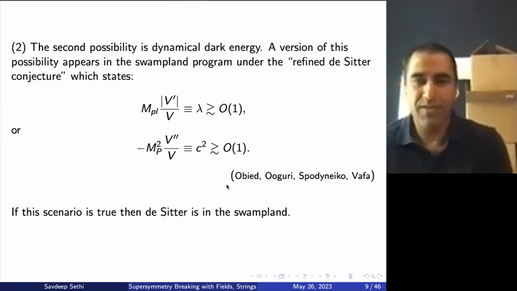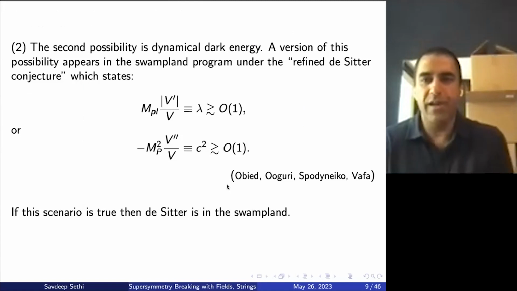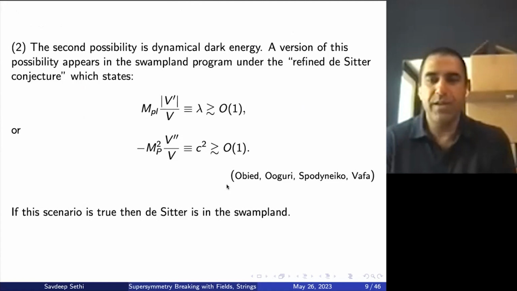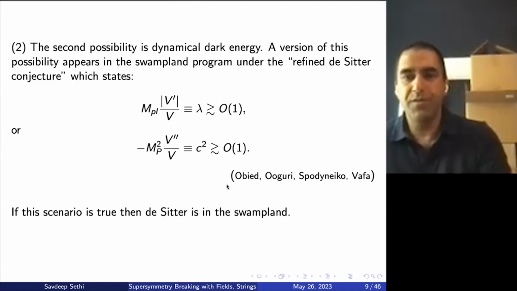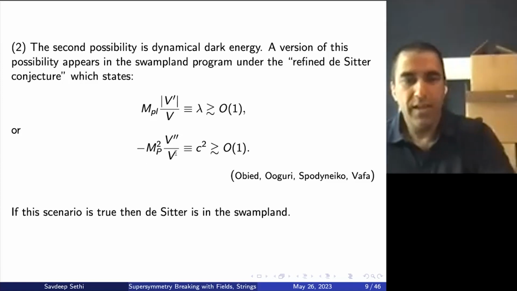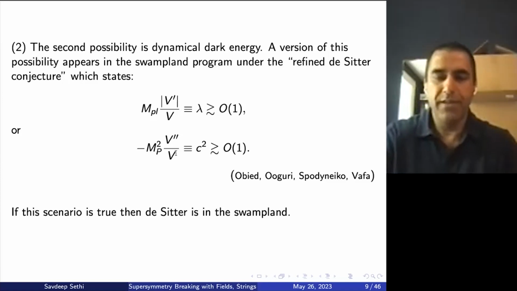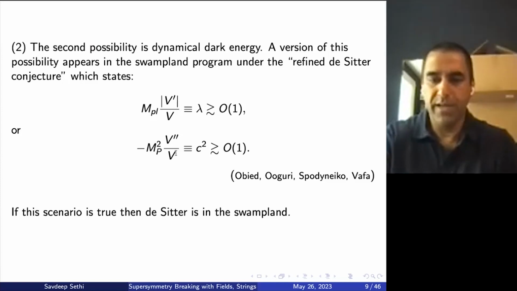The second possibility is dynamical dark energy, and a version of this appears in the Swampland program under a conjecture called the refined de Sitter conjecture, which is an attempt to rule out de Sitter by imposing conditions on the structure of the potential that can come out of string theory. So there's a claim that either the slope of the potential should be larger than order 1, or the shape of the potential should be upside down. And if this scenario is true, then you could never realize de Sitter. I mean, in string theory, de Sitter would reside in the swampland.